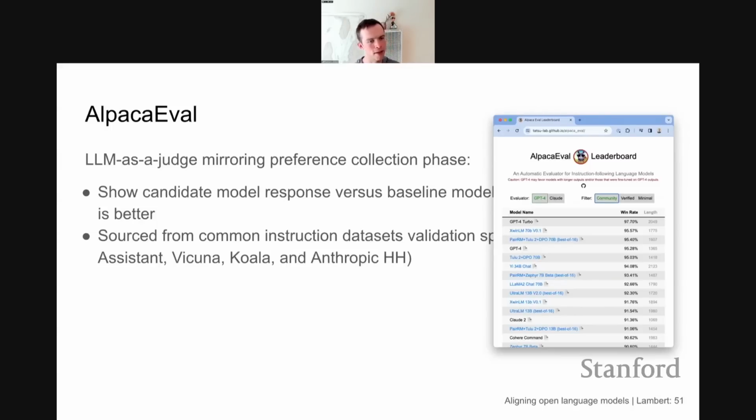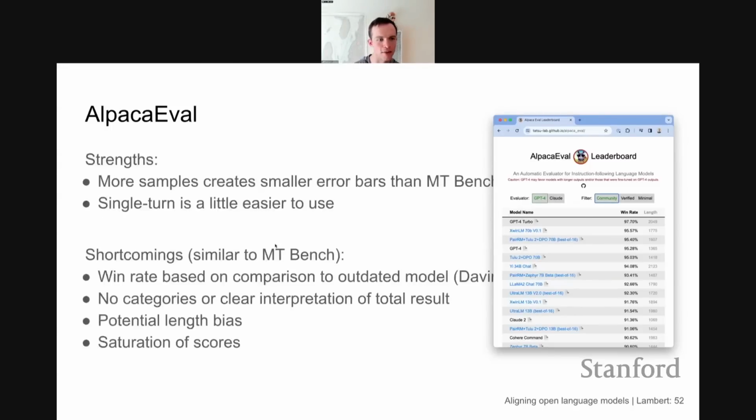It's kind of a known thing. It has some limitations because there's only so many prompts, and asking a language model to provide a rating is going to have some ceiling where we don't know how to compare two really good models. So it's more samples than MT-Bench, so there's just smaller error bars, and it's easier to use because it's a single turn generation.